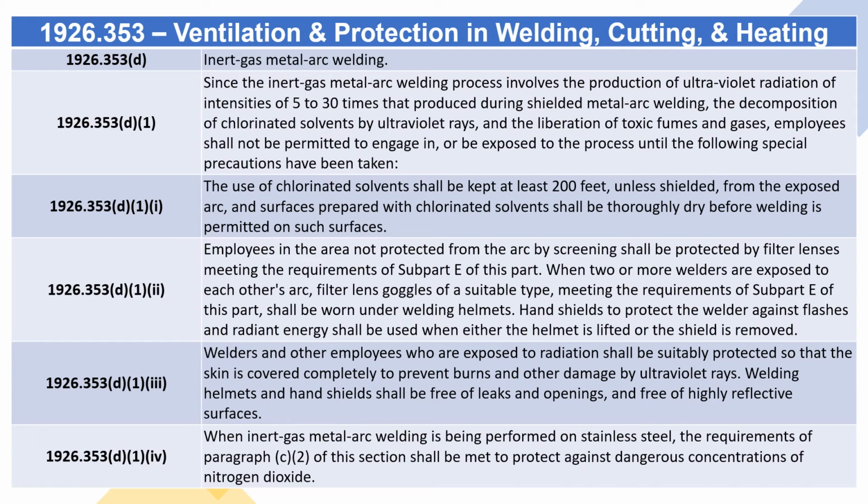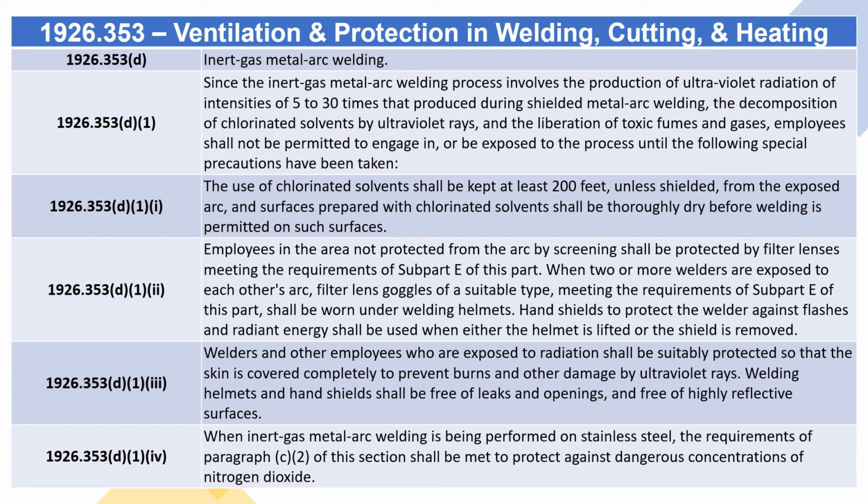D.1.2. Employees in the area not protected from the arc by screening shall be protected by filter lenses meeting the requirements of Subpart E of this part. When two or more welders are exposed to each other's arc, filter lens goggles of a suitable type, meeting the requirements of Subpart E of this part, shall be worn under welding helmets. Hand shields to protect the welder against flashes and radiant energy shall be used when either the helmet is lifted or the shield is removed.